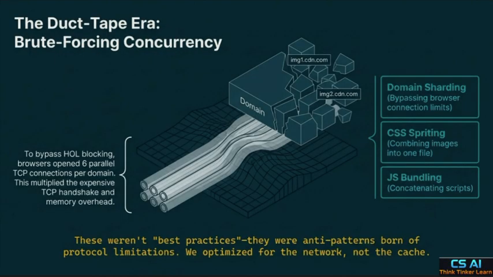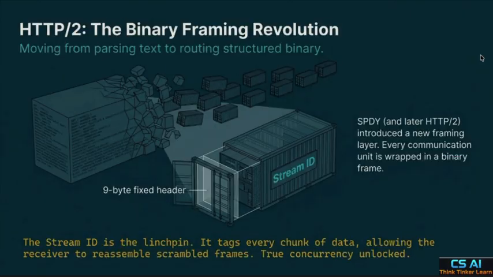This led to what I call the duct tape era of the web. To bypass head of line, or HOL, blocking, browsers started opening 6 parallel TCP connections per domain. Engineers used domain sharding, spreading images across image1.cdn.com, image2.cdn.com, just to trick the browser into opening more pipes. We used CSS spriting and JS bundling to combine files. These weren't best practices. They were anti-patterns born of protocol limitation. We were optimizing for the network, not for the cache.